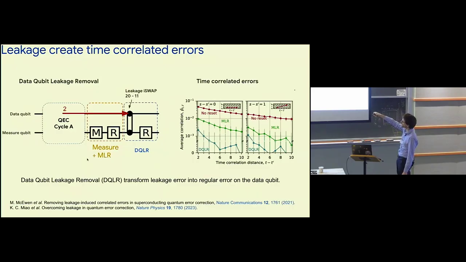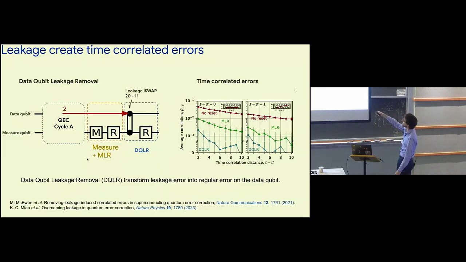So if you have a 2 here and a 0 here, you are in a known state, you are going to go into a 1-1 state here, and you are going to reset. So if you were starting from a leakage in 2 here, you will end up with just an error on a data qubit, in the computational subspace, that you can correct for. This is the idea: it's transforming a non-computational error, which is leakage, into a computational error on your data qubit.